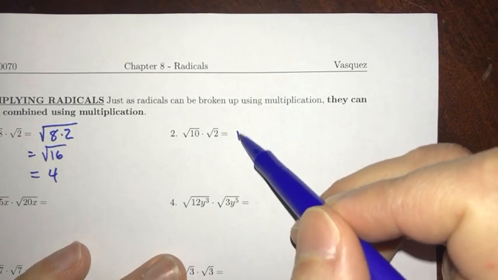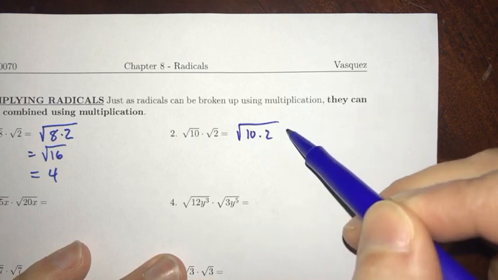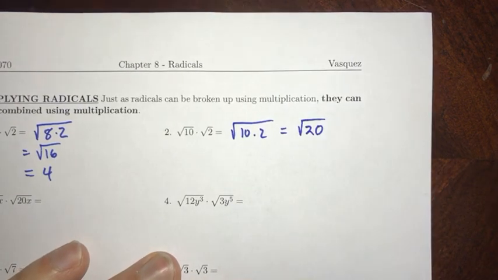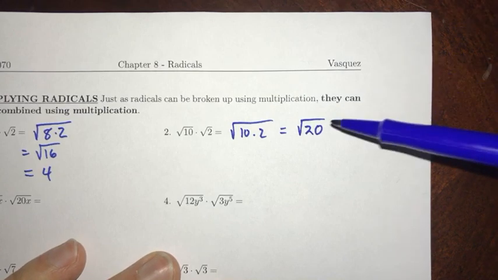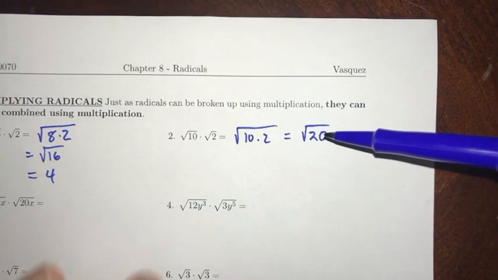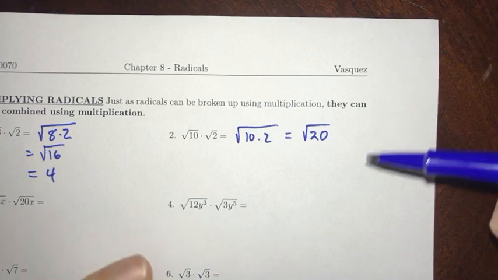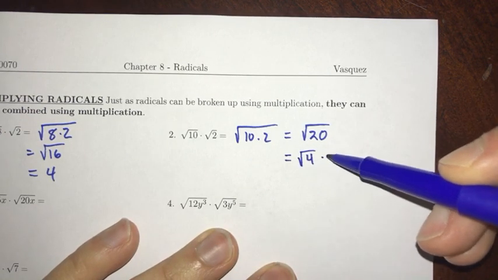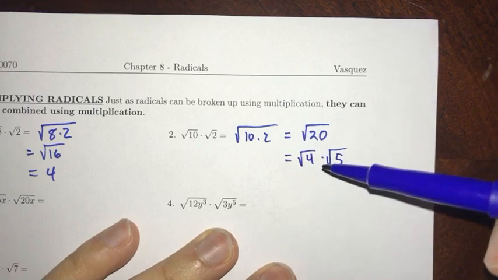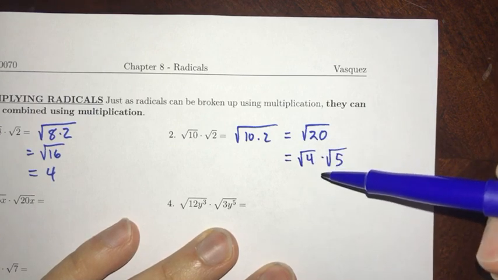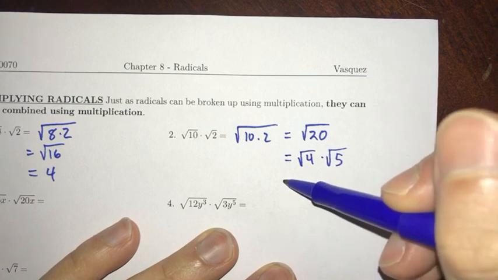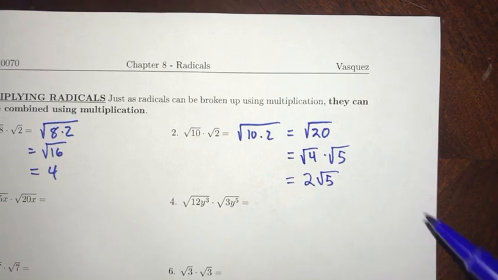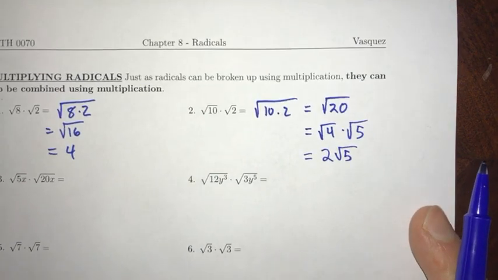Here, again, we can multiply these together inside. This becomes the square root of 20. Do we know what the square root of 20 is? We do not. But is there a way that we can break this up that will allow us to simplify it? There is. Let's break it into 4 and 5. I want to split it into two numbers, one of which I know the square root of. I know the square root of 4. That's why I picked it. Square root of 4 is 2. That's simplified.